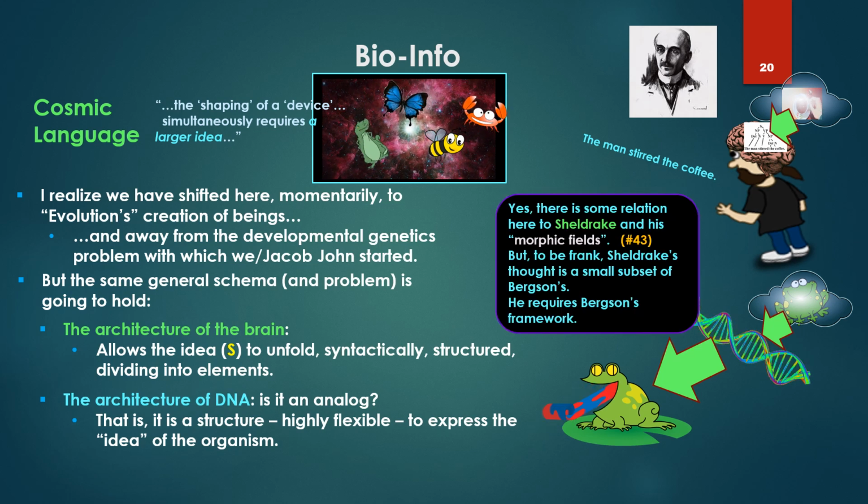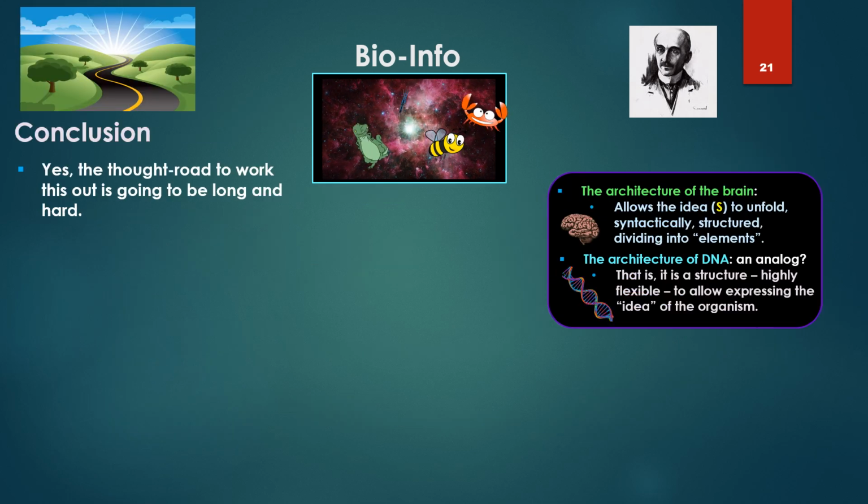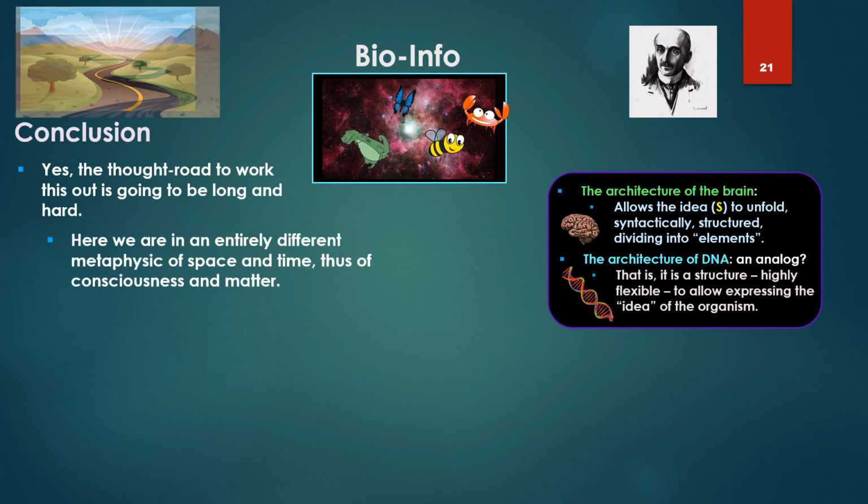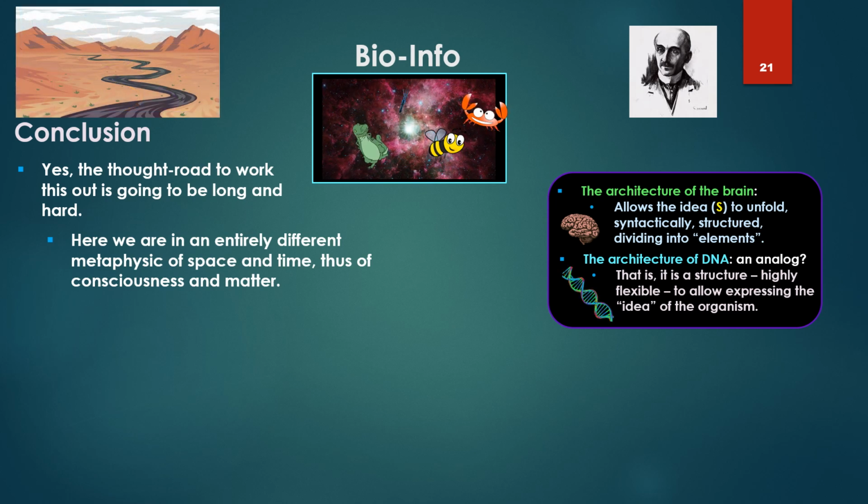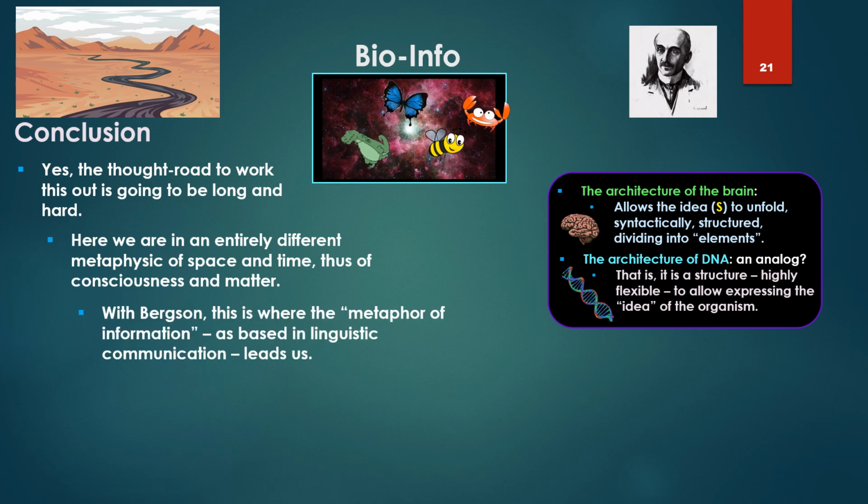Yes, there is definitely some relation here to Sheldrake and his morphic fields, but to be frank, Sheldrake's thought is a small subset of Bergson. We need to place Sheldrake within Bergson's framework, not vice versa. So concluding, yes, the thought road to work this out is going to be hard, long and hard. Here we are in an entirely different metaphysic of space and time, thus of consciousness and matter. With Bergson, this is where the metaphor of information, as based in linguistic communication, leads us.